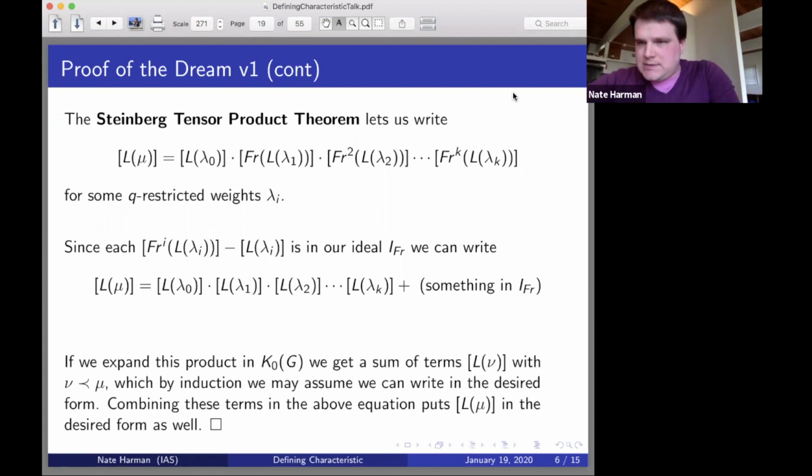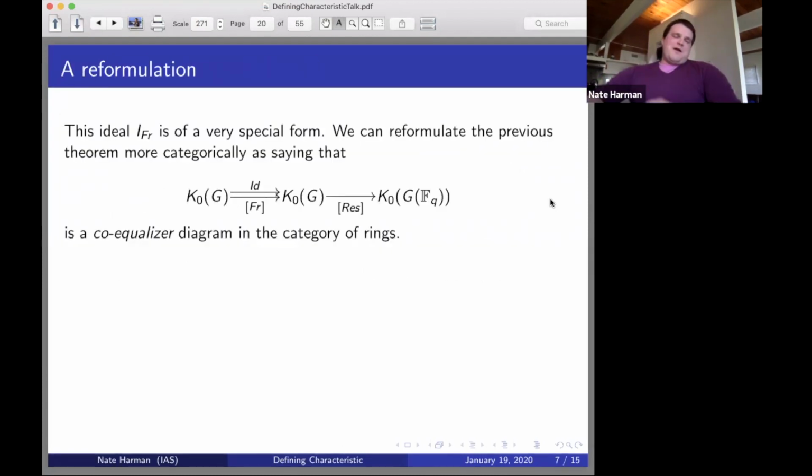Great. So I think that's a fairly straightforward and cute proof. But now let's put more categorical things in the mix. To do that, though, I want to reformulate what is happening here.